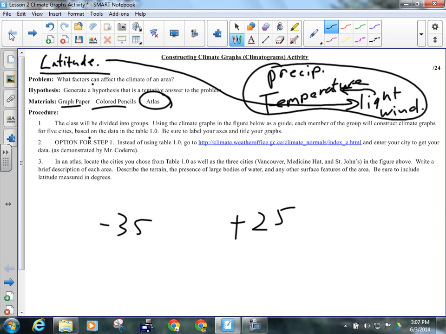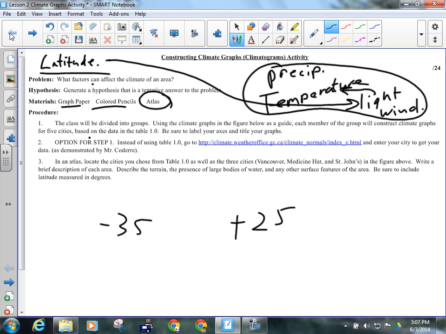The class is divided into groups. In an atlas, locate the cities that you drew climatograms for, and describe the terrain, presence of large bodies of water, and any other surface features of the area. Basically, the factors you think affect the climate for that city. Quick descriptions are all you need, short little 2 or 3 sentences for each of your 5 cities.